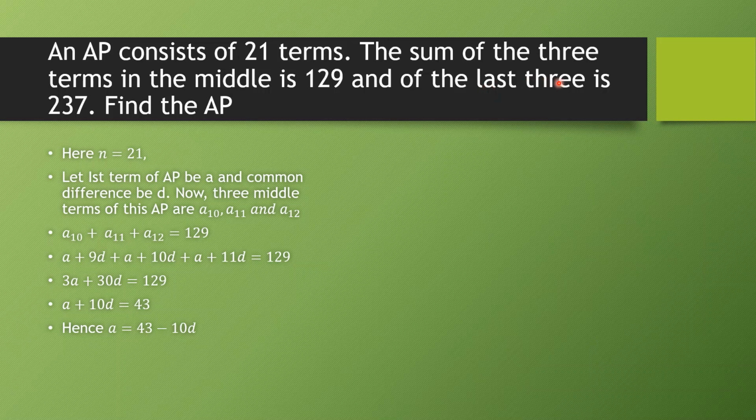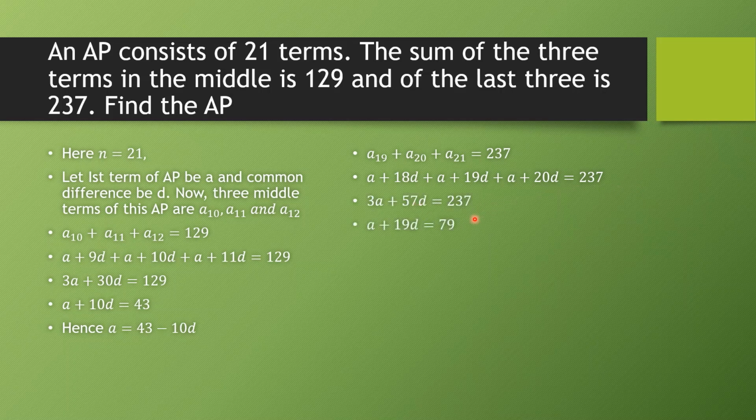This last three numbers sum is 237. So A19, A20, A21, how much is given? 237. Similarly, what will A19 be? A plus 18D. A20 will be A plus 19D. A21 will be A plus 20D. So again 3A plus 57D equals 237.